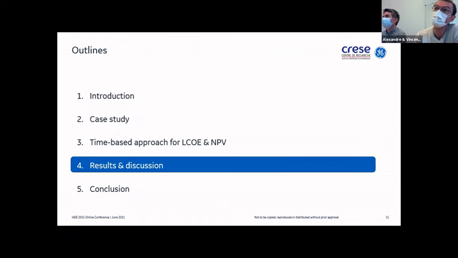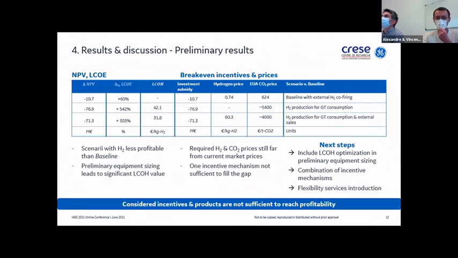And so with this time-based approach, we applied it on the different scenarios shown before. And here are the results. So it's quite dense. Basically, as mentioned, we did the comparison of each of these scenarios versus the baseline. On each line, you have one scenario. If we take the first one, baseline with external hydrogen co-firing, what we see in the first cell of the table is an NPV value which is 10.7 million euro lower compared to the baseline. So this case makes an NPV 10 million lower than the baseline and gives an LCOE which is 60% higher than the baseline. And we have similar results for the two other scenarios.